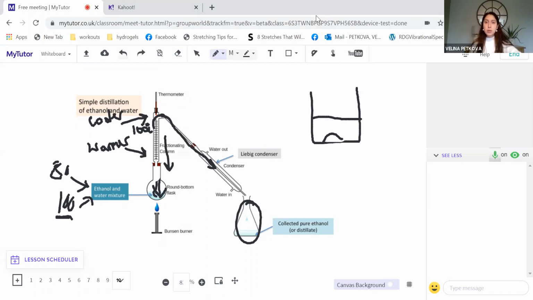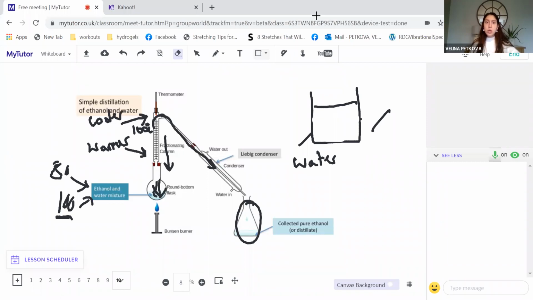Sometimes, hopefully some of you would have seen at school, oil and water. The oil sits at the top and the water sits at the bottom. Okay, so these two are not miscible liquids. The oil does not dissolve in the water. However, in the case of ethanol, the ethanol does dissolve in the water, and that makes them miscible liquids. Okay, so when you have water and ethanol, you have a solution. The ethanol has dissolved in the water, and that's why we must separate it using this fractional distillation.